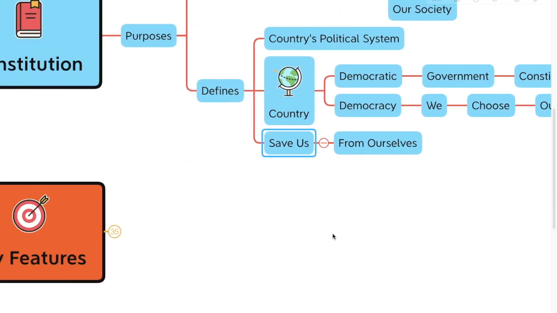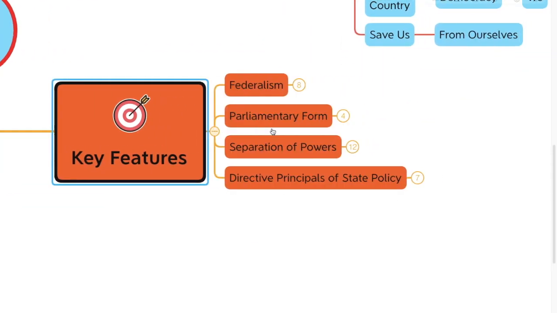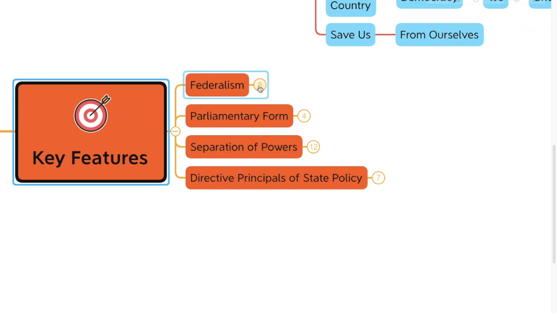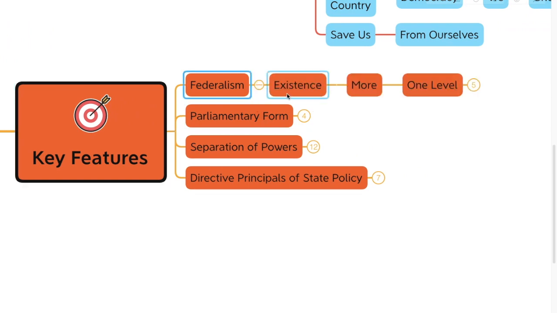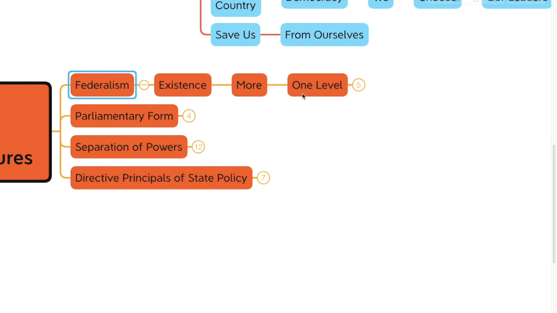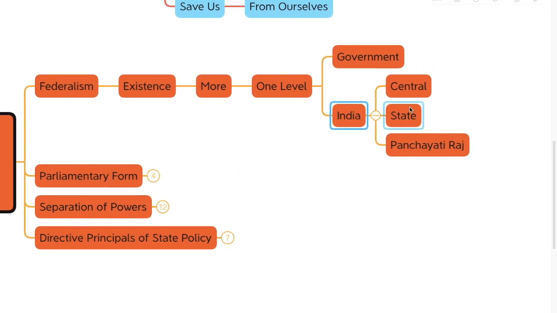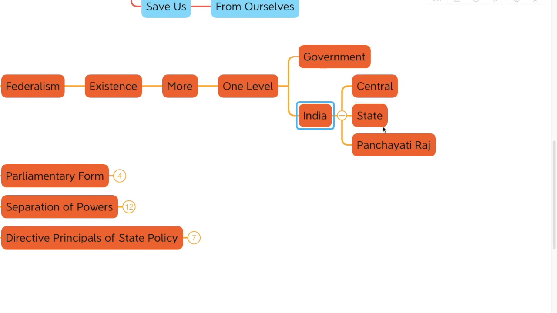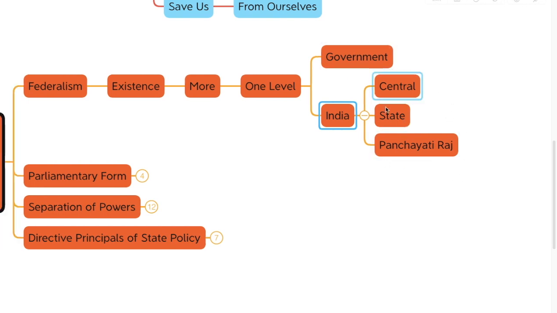Then what are the key features of the Constitution? First one, federalism. What do I mean by federalism? The existence of more than one level of government. In India, we have three: central, state, and Panchayati Raj. They get their governance right from the Constitution.